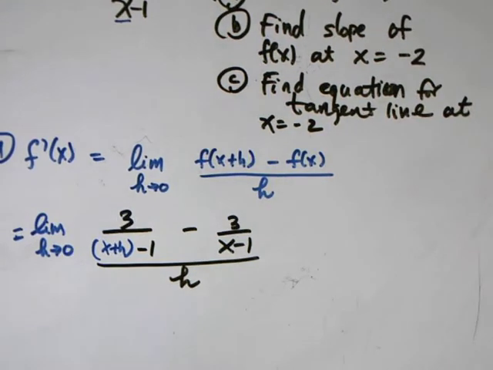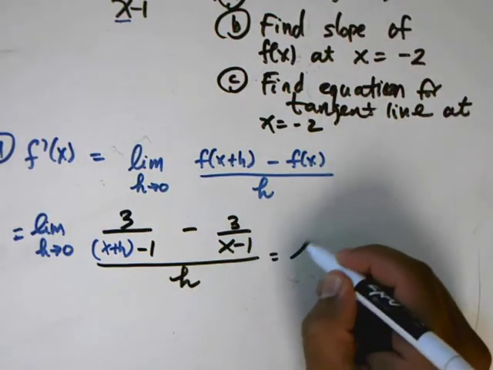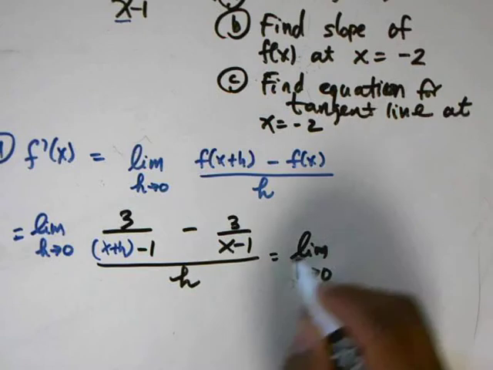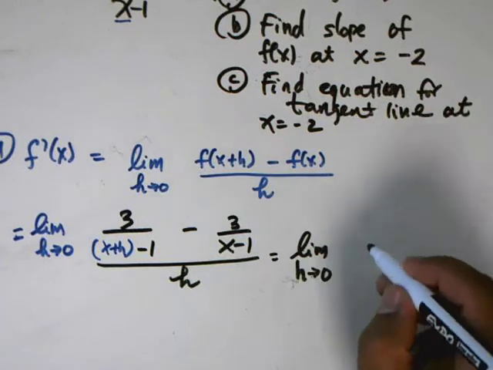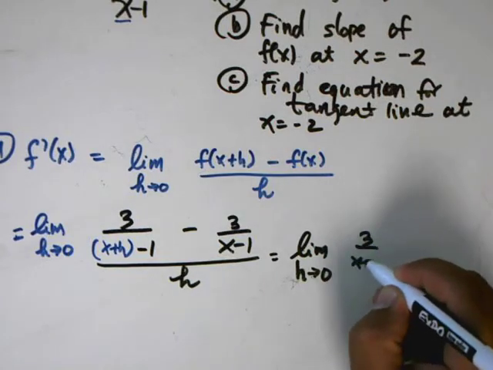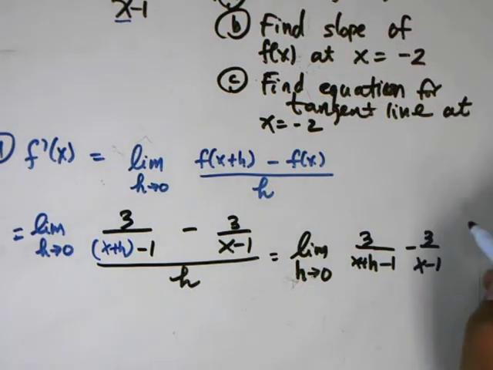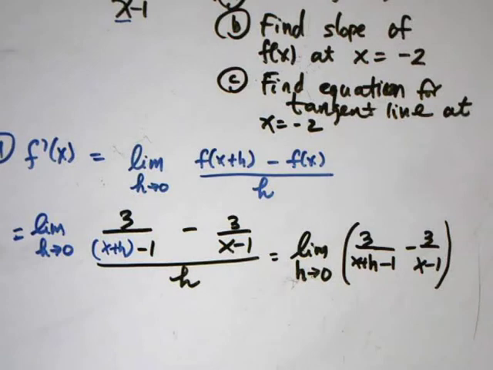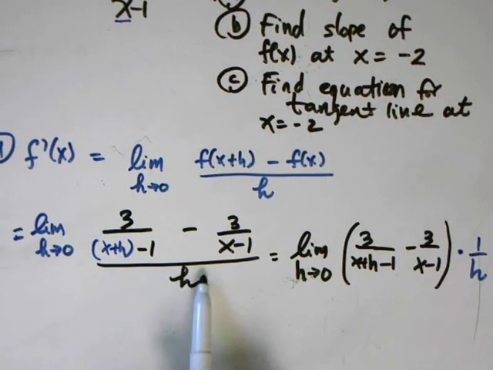Now it looks very messy, because we have a complex fraction. That's where you have a fraction, and you have another fraction within that. I think the best way to handle this is to pull out this denominator, and instead of saying divided by h, we're going to say times 1 over h. So it's 3 over x plus h minus 1 minus 3 over x minus 1, and then everything multiplied by 1 over h.